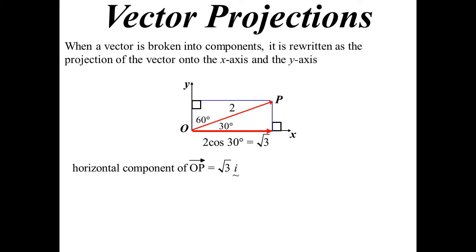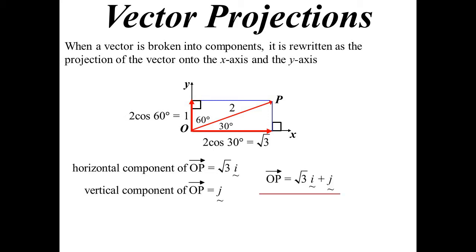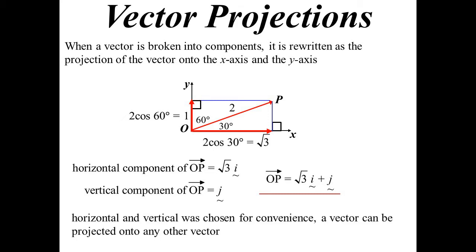Vertical, this time draw a horizontal in. Again, bit of trig. That one turns out to be 1. And so the vertical component would be j. So our vector is root 3i plus j. So basically you're just dropping a perpendicular and a horizontal. But there's no reason why what we project onto has to be horizontal and vertical. You can project onto any ones you want.